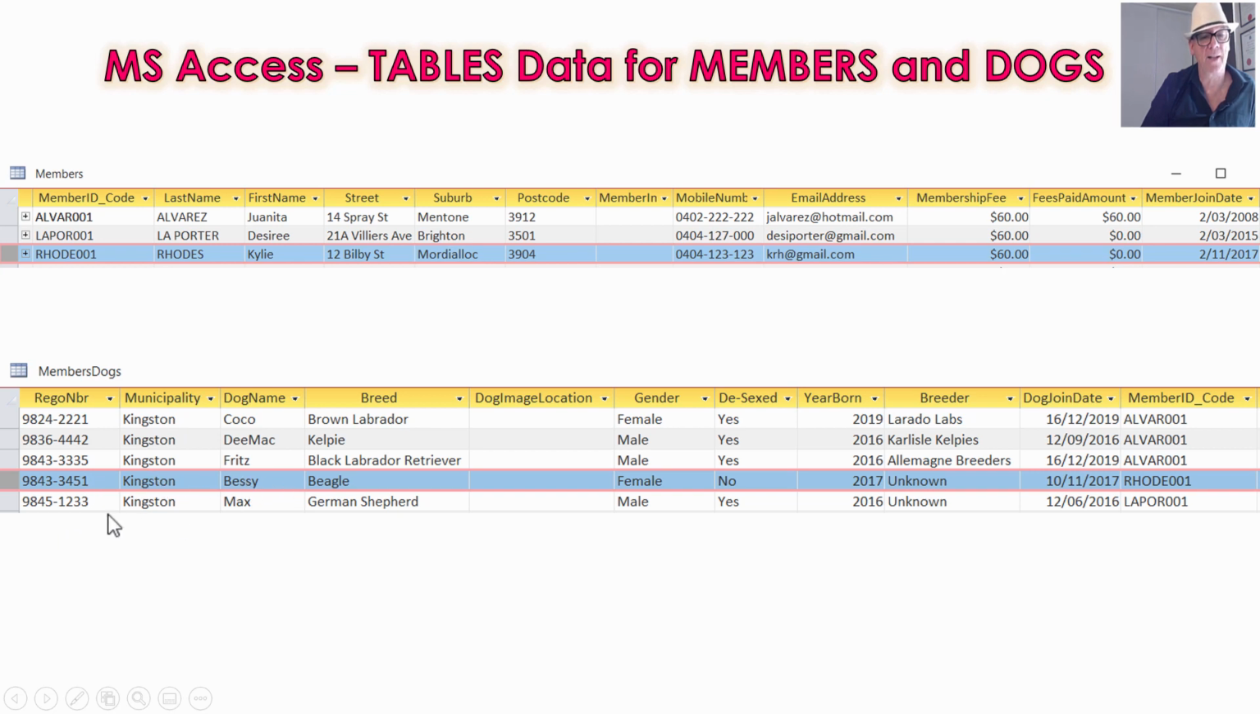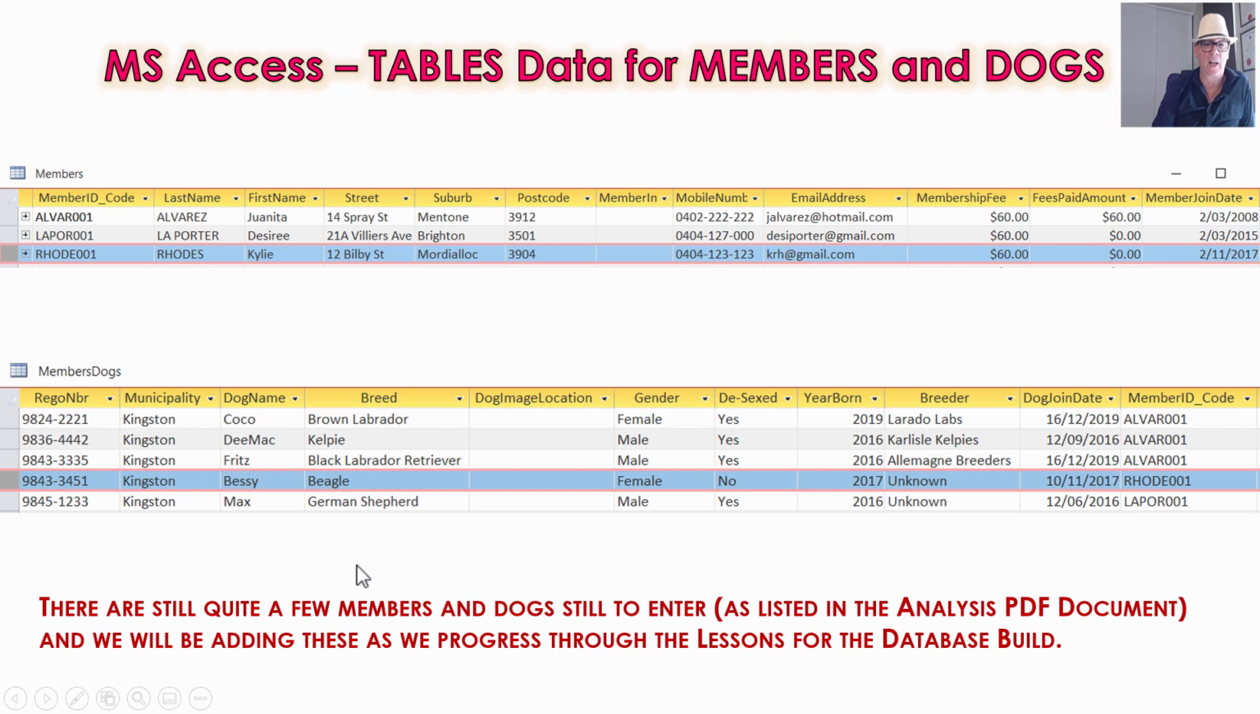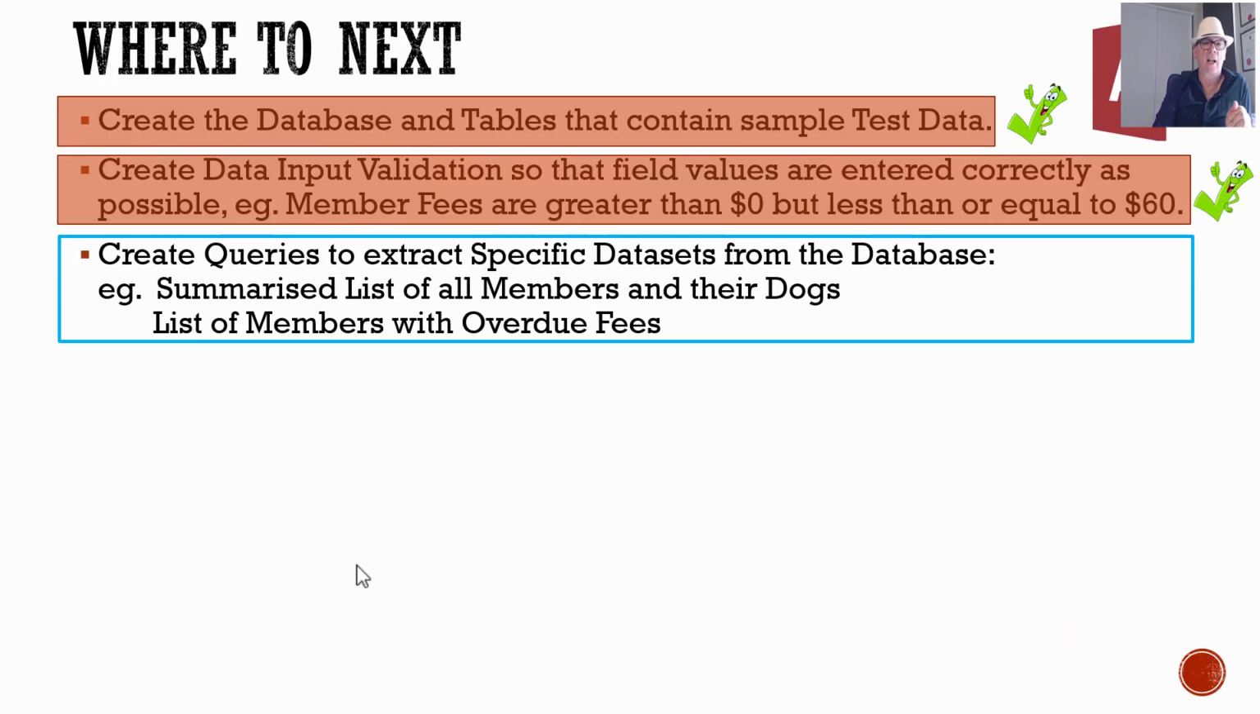So when we added Bessie, we added that onto the last line in the table, but Access behind the scenes has automatically rearranged everything to put in Rego number order. And notice here things are in alphabetical order for member ID code, A, then L, then R. So that's a bit of behind the scenes if you're wondering why things are shifting around position when you add them into tables in Access. So still a few members and dogs to add in, but we'll do that as we develop the screen forms and other things later in the lesson.